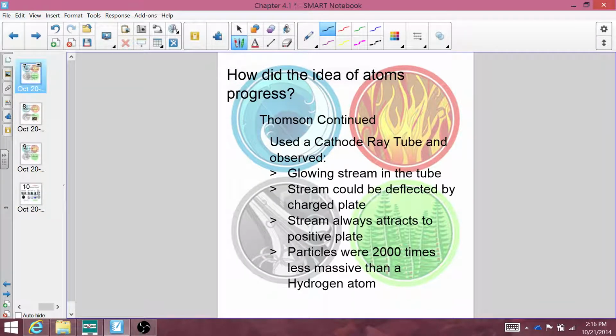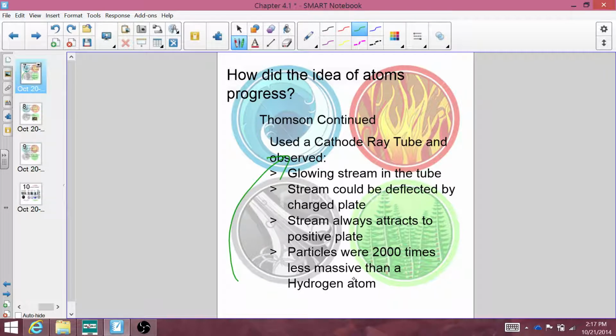Thomson was observing this, and he found that if he brought a charged plate toward the side of that cathode ray tube, he could actually make the stream bend. So not only was that glowing stream moving from one end to the other, if he brought a plate near it, he could actually get it to curve. And because it was always attracting to the positive plate no matter which side he put it on, he determined that this stream of things must be made up of negatively charged particles, because a negative and a positive, when we're talking about electric charge, always attract. So if you have something that's attracting to a positive plate, that means it has to be negatively charged.